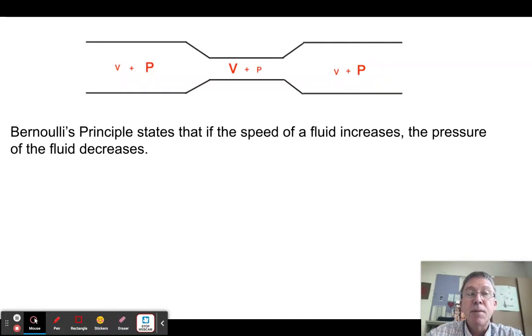Hi, today we're going to talk about Bernoulli's principle. So, Bernoulli's principle basically just says this: if the velocity of a fluid increases, then the pressure of the fluid decreases. That's basically it.